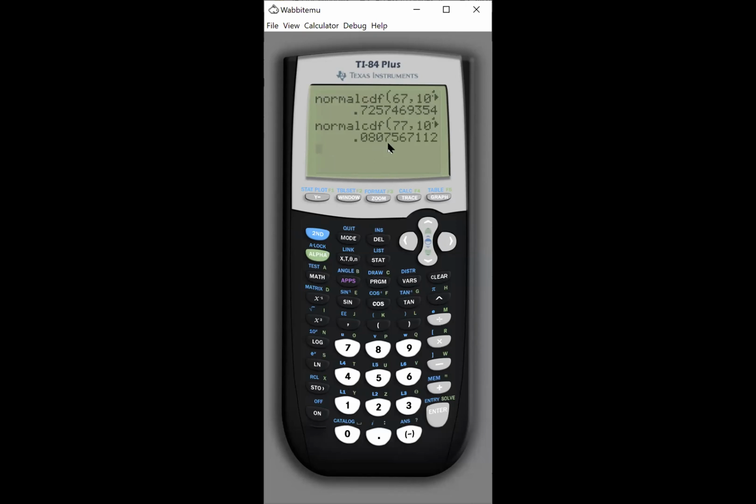and we get 0.0808. So we'll say the probability that X bar is greater than 77 is equal to 0.0808. All right, but that's it in regard to that third problem. Any question for that third problem?